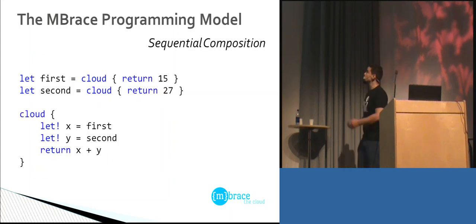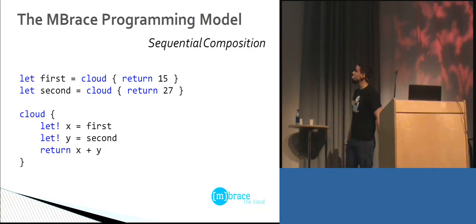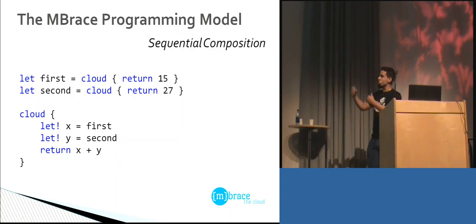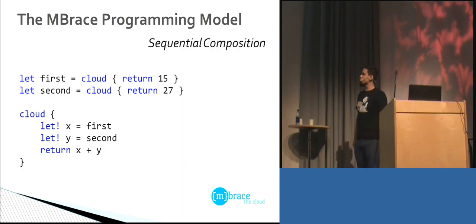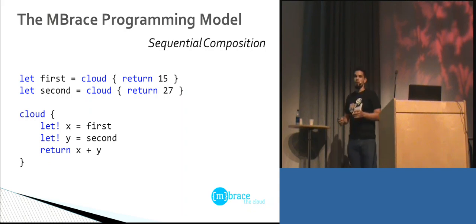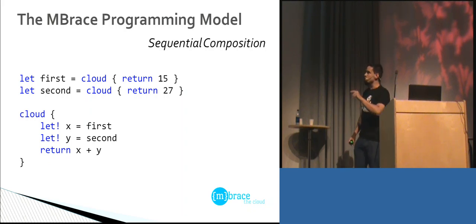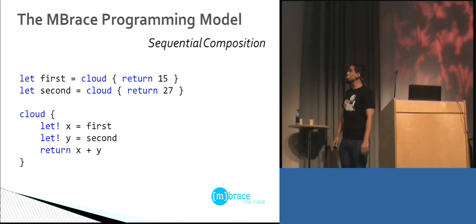Of course, I can also compose cloud workflows. In this example, I define a couple of trivial workflows at the beginning of my code, and then I compose them into a bigger cloud workflow, like so. The let bang keyword is essentially a let binding overload. If you're familiar with Haskell, you can sort of think of it as the left arrow assignment. So I guess you probably see that this is some sort of a monad.